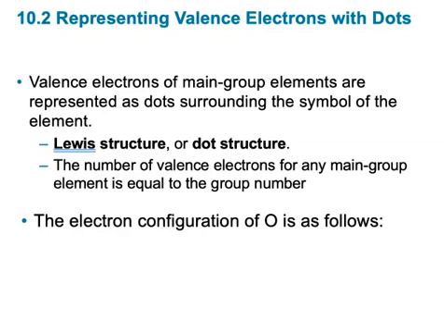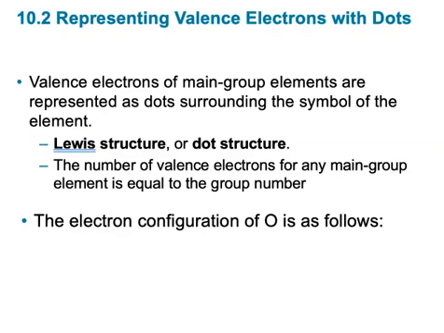In Lewis theory, the valence electrons of main group elements are represented as dots surrounding the symbol of the element. The result is what's called a Lewis structure or a dot structure. Remember, the number of valence electrons for any main group element, except for helium, which has 2 valence electrons but is in group 8A, is equal to the group number of the element.